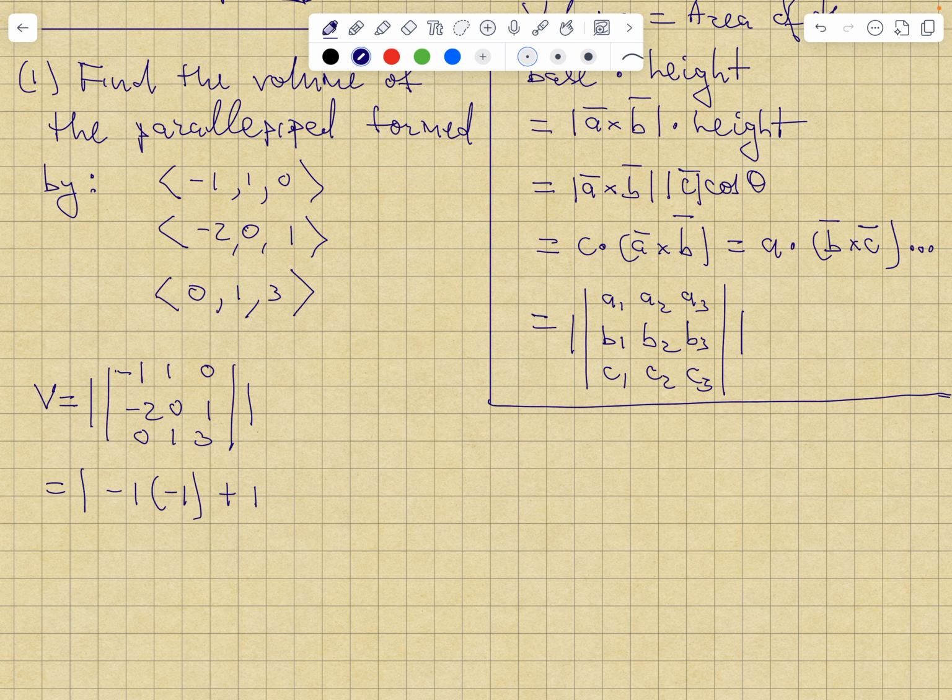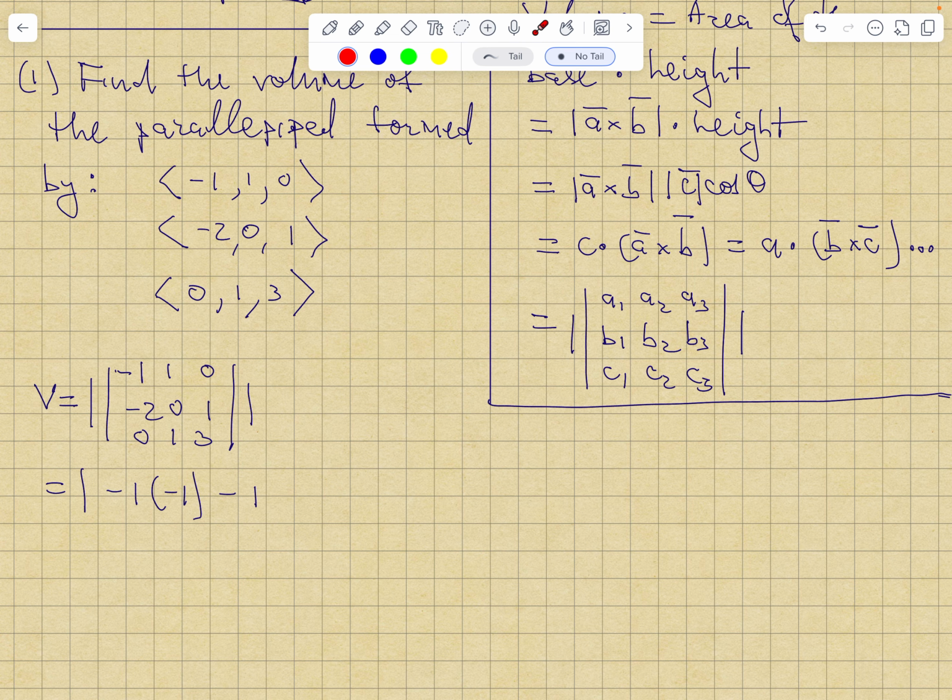Actually, I'm not sure what I was doing there. So -1. Yeah, no, that's right. So plus the second element, plus 1, but because it's the second element in the first row, you put a minus in front. So then the second element gets a minus.